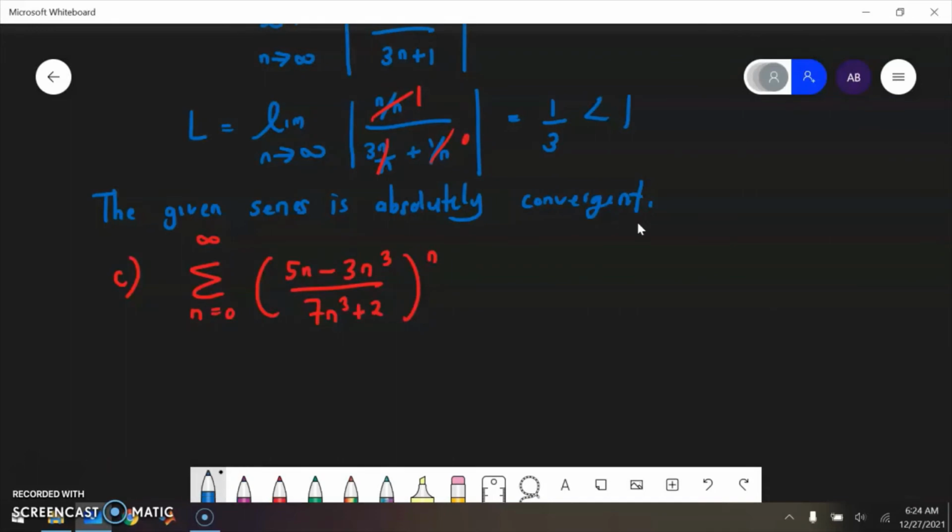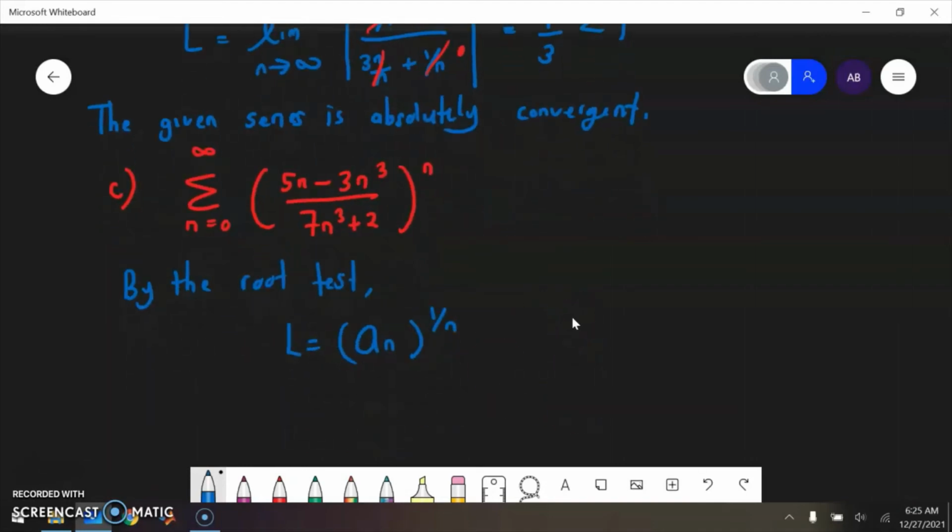So what you can do here is say that by the root test, L equals a_n to the power of 1 over n. See, I don't have the absolute sign here. So let's work on that. Sorry, I need to say that this definition is not quite right. I forgot to put the limit as n approaches infinity of a_n to the power of 1 over n.